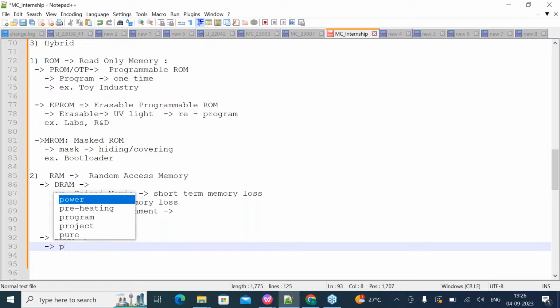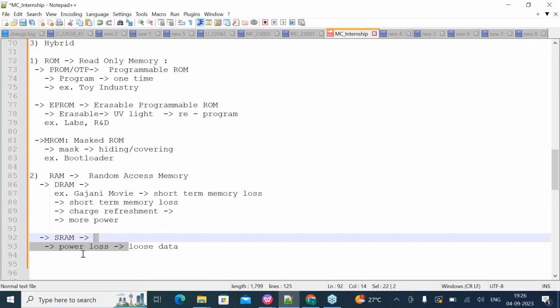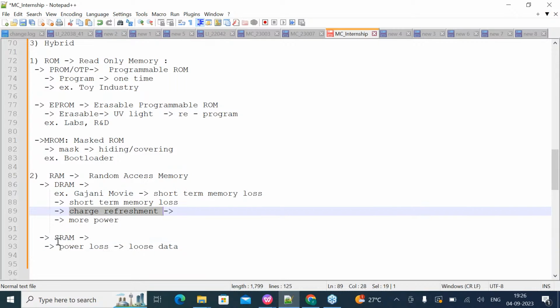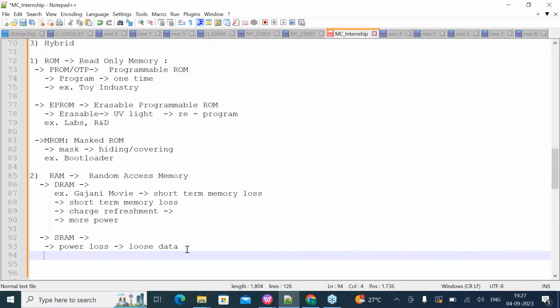As long as power is there, right? As soon as there is a power loss, we are going to lose the data. In both memories, DRAM and SRAM, as long as there is power, the data is saved. But specifically in the case of SRAM, as soon as you lose the power, you lose the data. And what about the power consumption? In the case of SRAM, there is no charge refreshment, so as compared to the DRAM, it consumes less power.